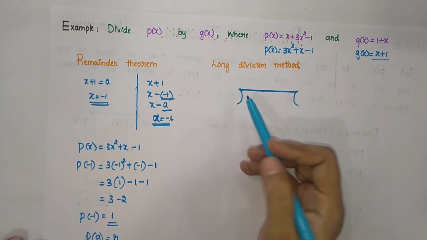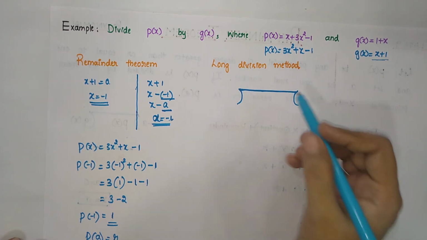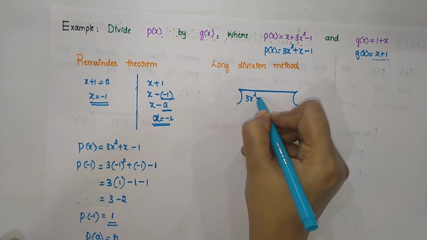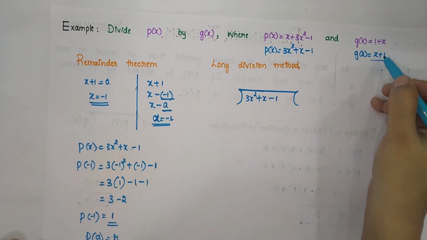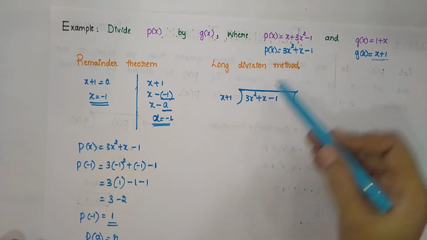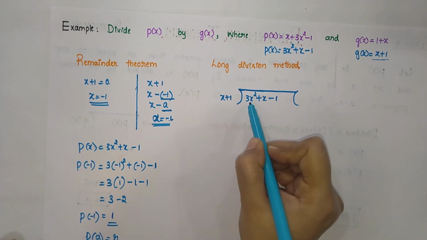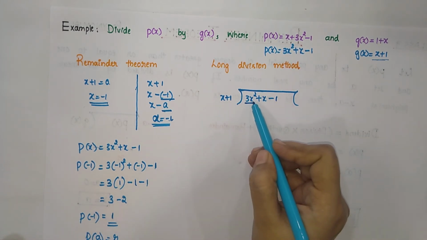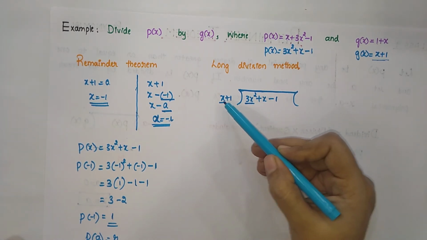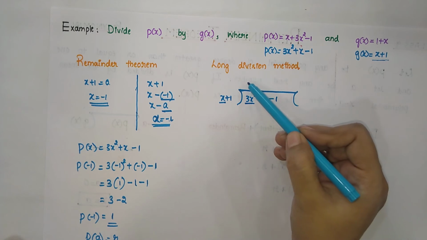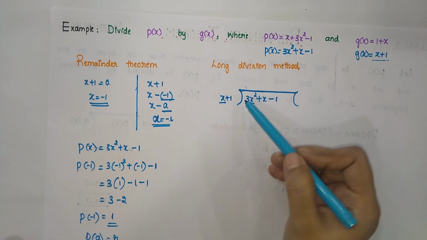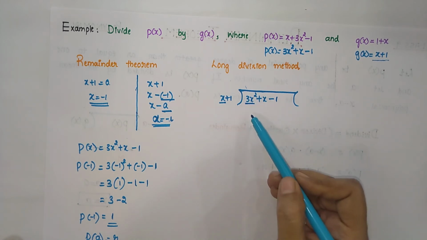Now let us find the remainder by using the long division method. So the given dividend is p of x, that is 3x square plus x minus 1, and divisor is x plus 1. So now to divide by using the long division method, first you have to concentrate on the first term of the dividend and the first term of the divisor, and you should multiply the first term of the divisor with any number or term in such a way that after multiplication you should get the first term of the dividend.